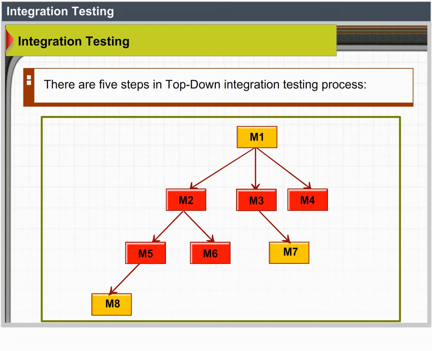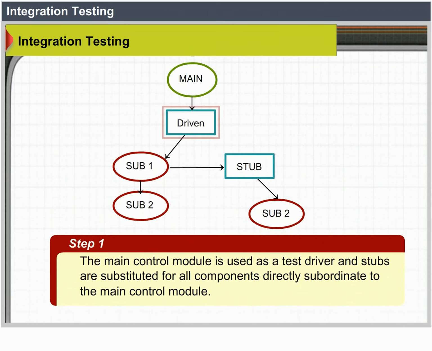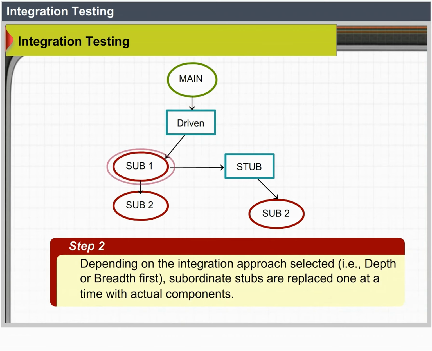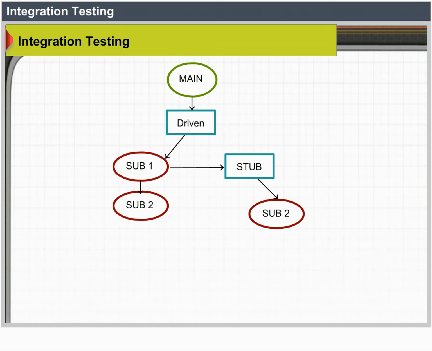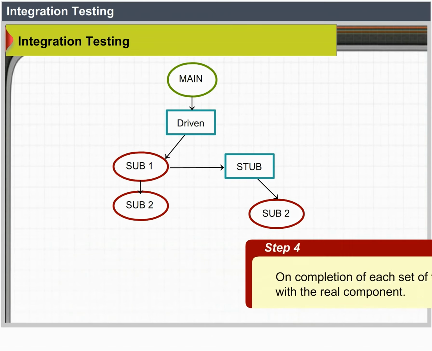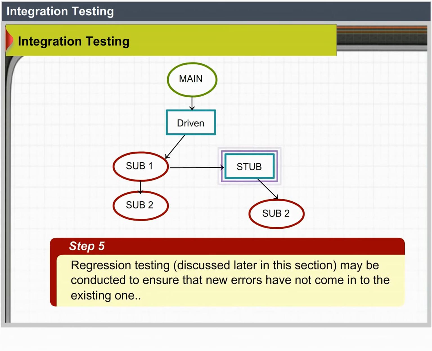There are 5 steps in the top-down integration testing process. Step 1. The main control module is used as a test driver and stubs are substituted for all components directly subordinate to the main control module. Step 2. Depending on the integration approach selected, depth or breadth first, subordinate stubs are replaced one at a time with actual components. Step 3. Tests are conducted as each component is integrated. Step 4. On completion of each set of tests, another stub is replaced with a real component. Step 5. Regression testing.